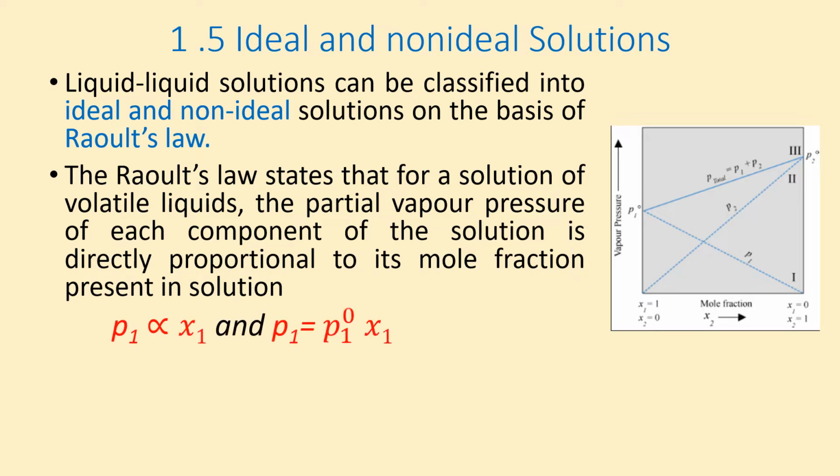Thus, for component 1, the vapor pressure P1 is proportional to X1, that is the mole fraction. Eliminating the proportionality constant, P1 equals P1 naught X1. Here, P1 naught is the vapor pressure of the pure component 1 at the same temperature, and X1 is the mole fraction.